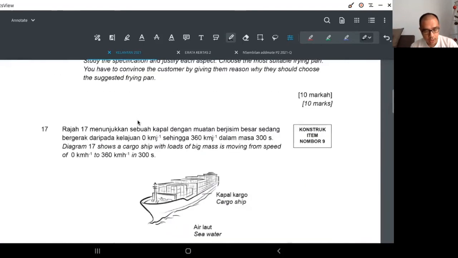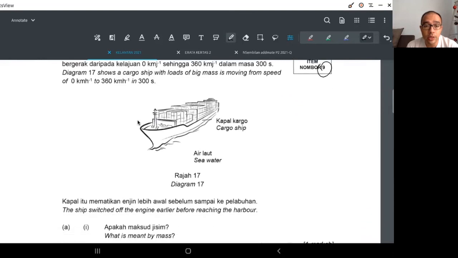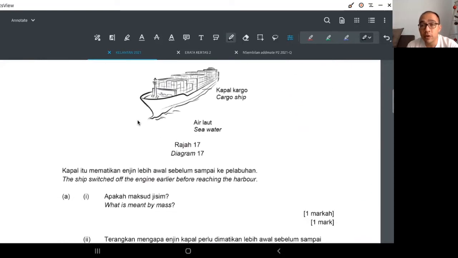Okay. All right, number 17. Also construct for number 9. Okay, number 9 or number 10. Okay, so diagram 17 shows a cargo ship with loads of big mass moving from speed 0 to 360 kilometers per hour in 300 seconds. Okay, so the ship switches off the engine earlier before reaching the harbor. So if the ship is here carrying a lot of stuff, the harbor is here, usually from a distance, it will start switching off the engine. No need to keep the engine on.